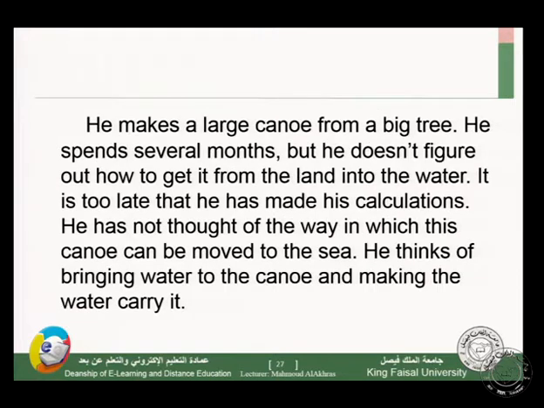He makes a large canoe from a big tree. He spends several months. It's a kind of small boat, a canoe. But he doesn't figure out how to get it from the land into the water. He doesn't think of the way he can get the canoe from the island to the sea.